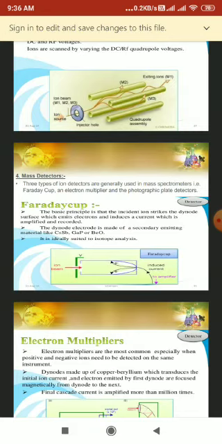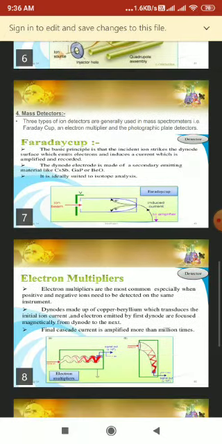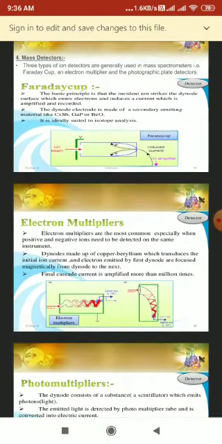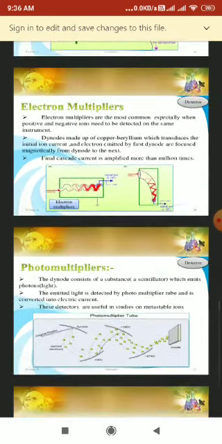Now, the second type of detector is the electron multiplier. The operation of the electron multiplier is similar to that of the conventional photomultiplier detector used in a UV visible spectrophotometer. It consists of a primary cathode optimized for the detection of ions rather than photons. The sensitivity of this detector is 1000 times greater than that of the Faraday cup.